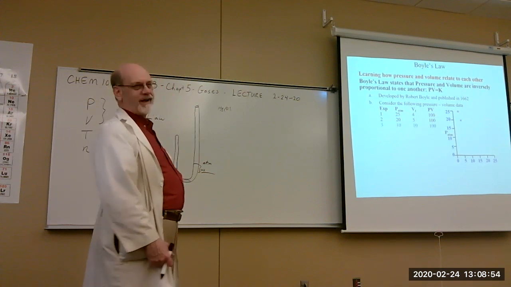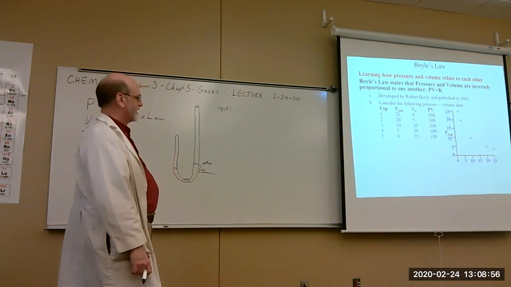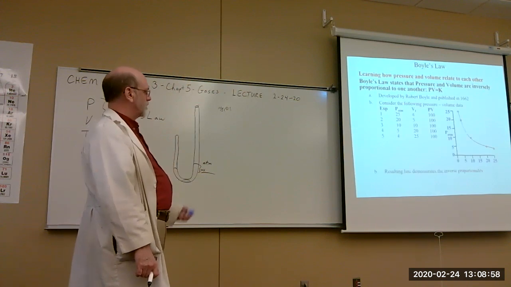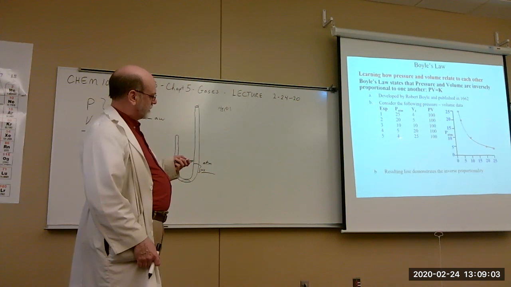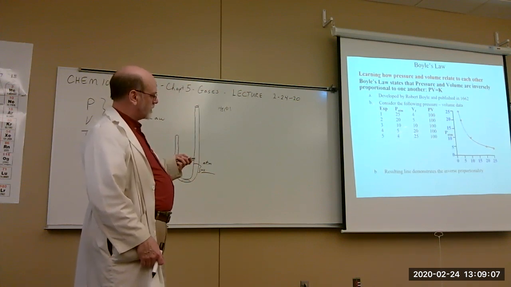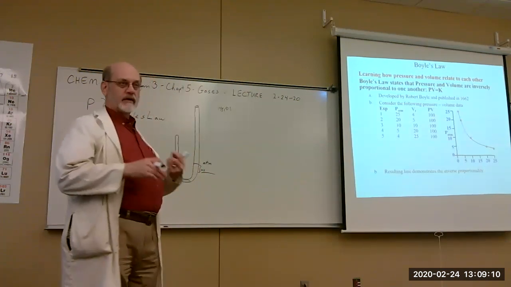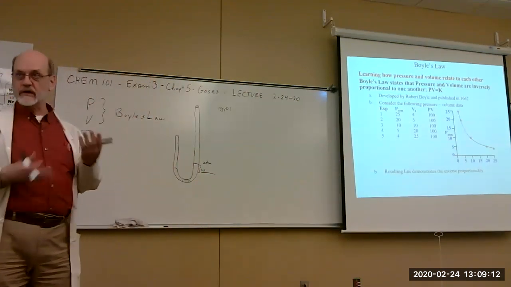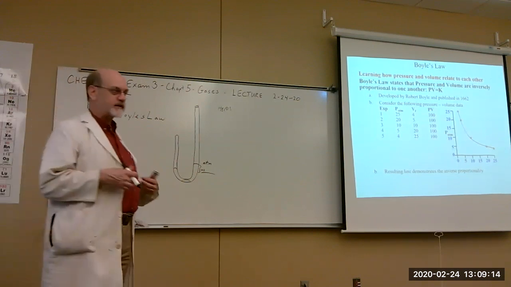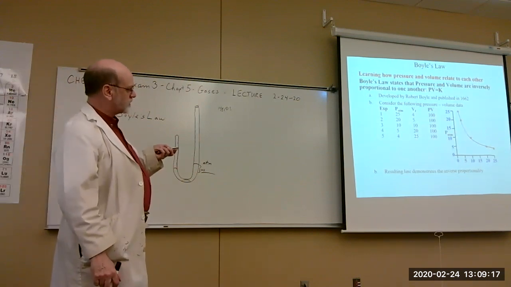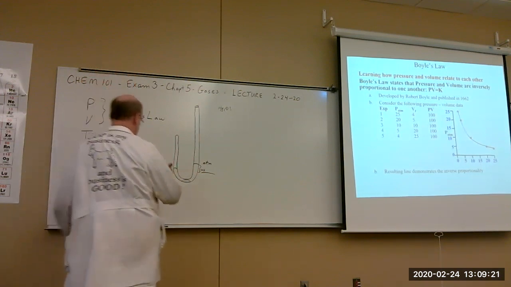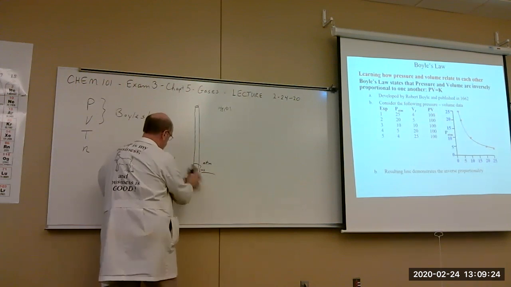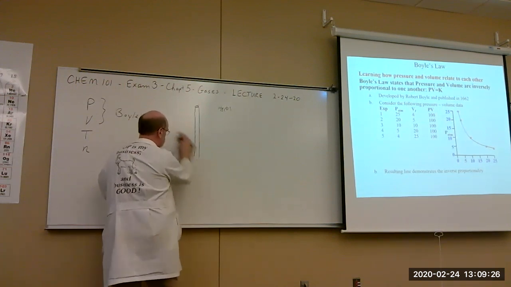Actually, we're going backwards. Sorry. Oops, that's not what I wanted. Okay. So actually we're going from this way up. So we start off with this pressure and that volume, and then we add more, and the volume keeps decreasing. Notice that they're inversely related. Increase the pressure, decrease the volume. And that's characteristic of the expression P times V equals a constant. If P times V equals a constant, you don't change the number of moles, you don't change the temperature.